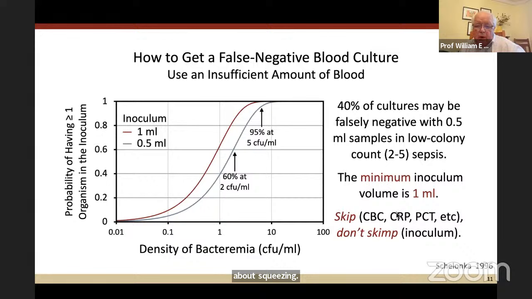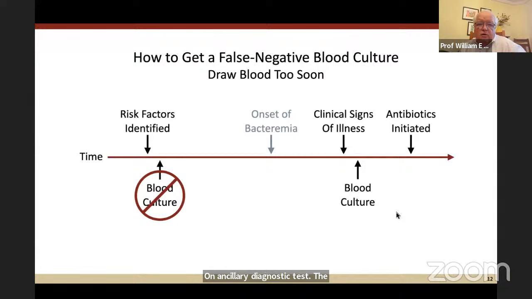But if you only have on the order of 1 milliliter, invest that all in the blood culture and don't waste it by spending it on ancillary diagnostic tests. The second way that we can get a false negative blood culture is to draw the blood too soon.